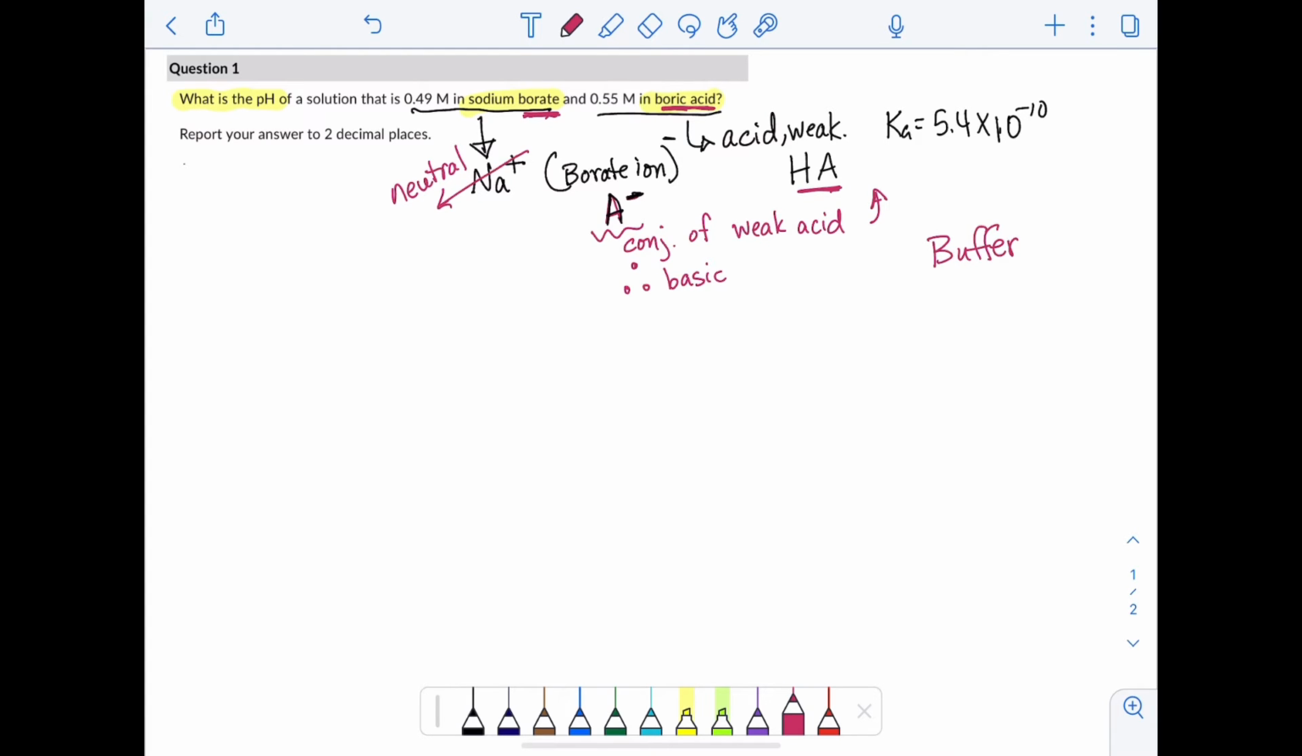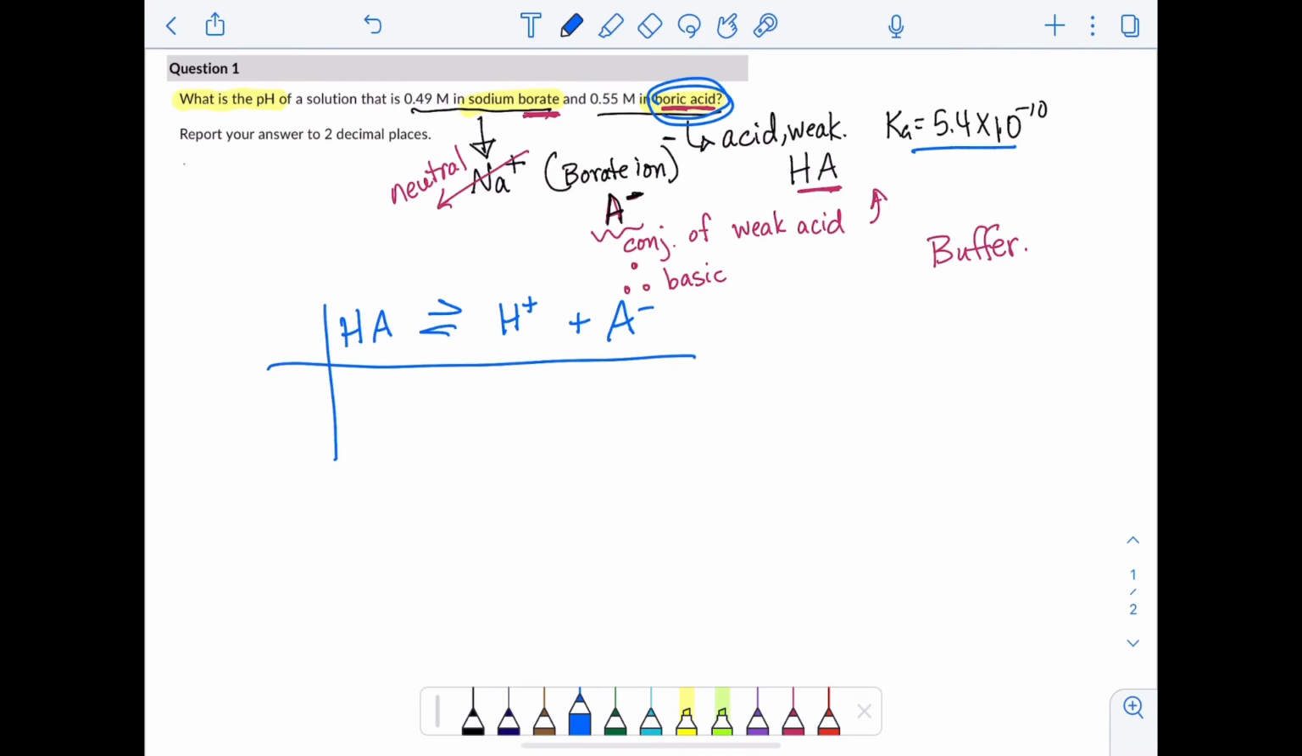How do I work a buffer problem? I work a buffer problem with one equilibrium reaction, one ICE table, either as the weak acid problem or as the weak base. It doesn't matter which. I'll get the same answer. I want to work it with the easier way to set it up, and the easier way to set it up is to start with that acid because I've got a Ka value. And so I will write the equilibrium reaction for a weak acid. This is the generic reaction for a weak acid. You should know this like the back of your hand. You should be able to spit that out in 5 seconds or less because you see it over and over and over again.